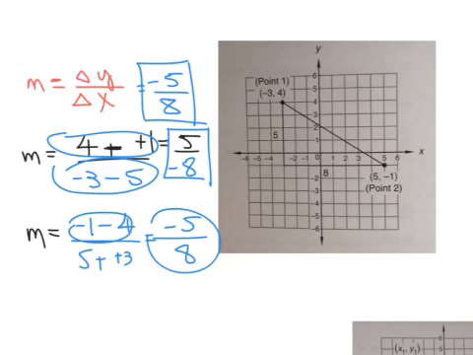So the formula for this is actually slope equals one of the y values, doesn't matter which one, minus the other y value, and I just put a 1 and 2 there just to designate that there's two different y's, over one of the x values minus the other x value.